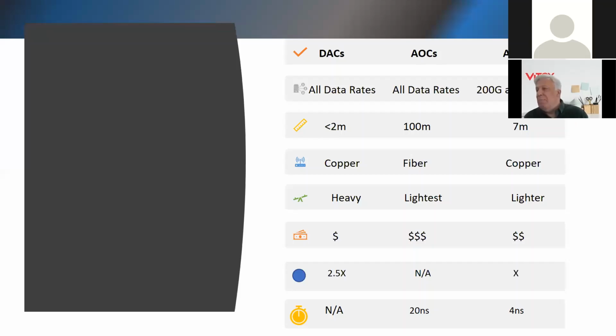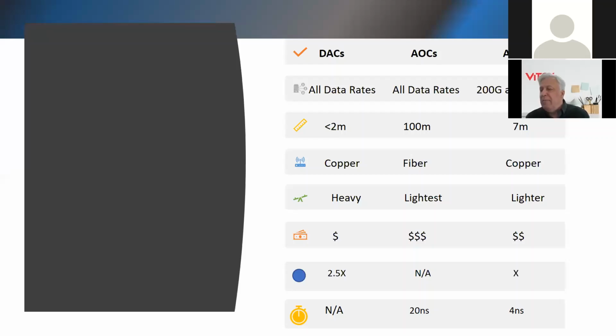Most importantly, for some people, is going to be cost or money. DACs are considerably cheaper. They're under $100 a pop. You're going a little bit above 200 for the AECs. And depending on what kind of AOC, you talk about slightly more for the AOCs. So just from a qualitative standpoint, $1 sign, $2 sign, $3 sign.